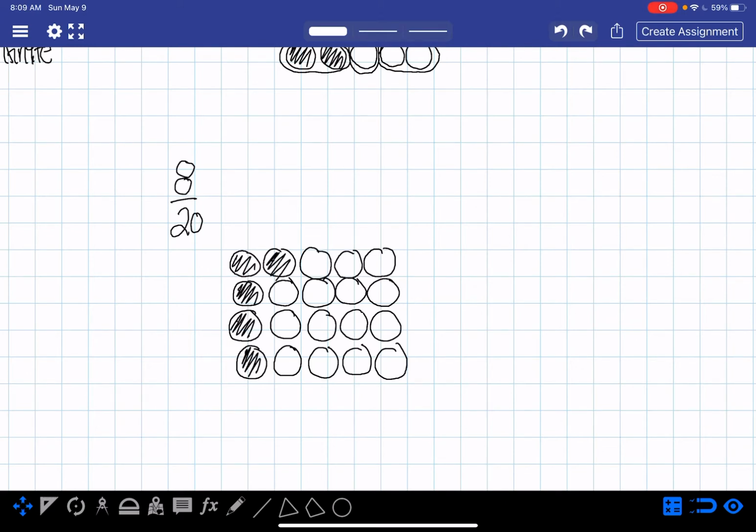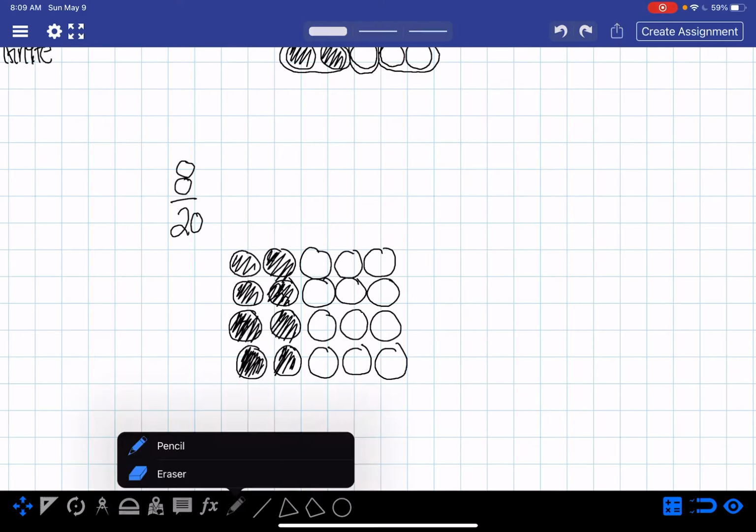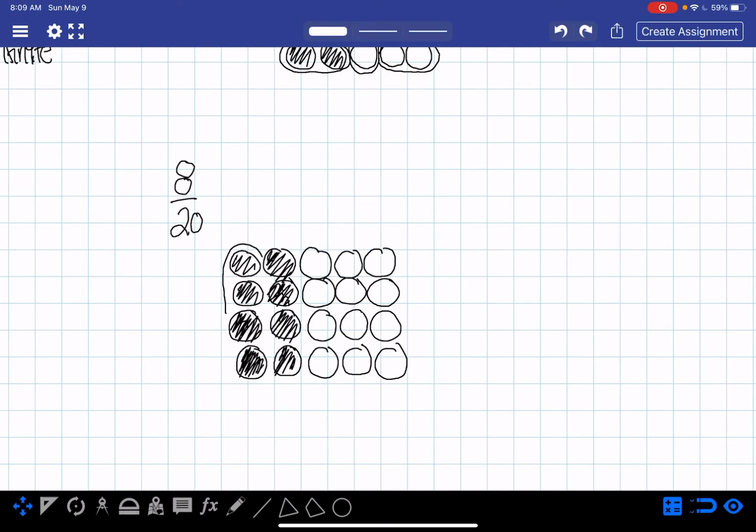Now, this time, instead of groups of 2, I'm going to make groups of 4, right? It doesn't matter how many groups, you can make groups of anything as long as it has the same amount of counters. So here's 1 group of 4. Here's another group of 4. So another group of 4. Okay, so I'm not changing the amount of counters. I'm not coloring anything else. It's just making larger groups.